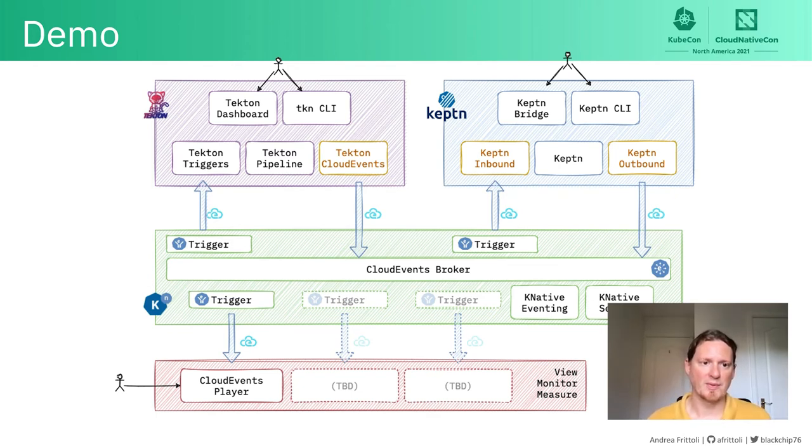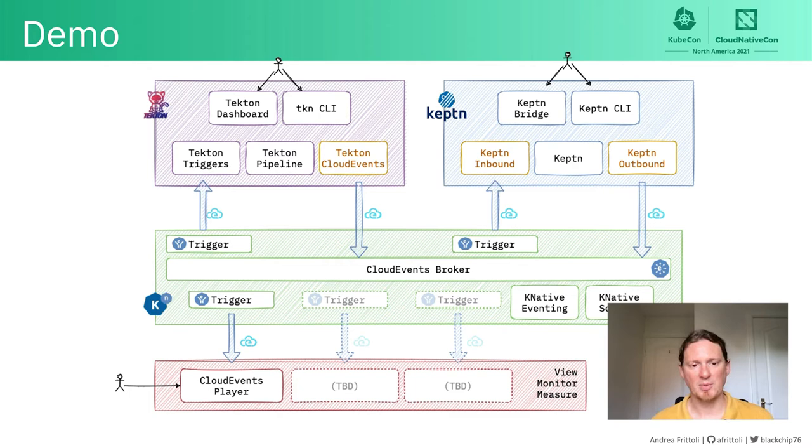So when Keptn, Tekton, or a Cloud Events player want to receive events, they create a trigger or subscription, and they can select which events they want to receive. Cloud Events player will receive all the events.